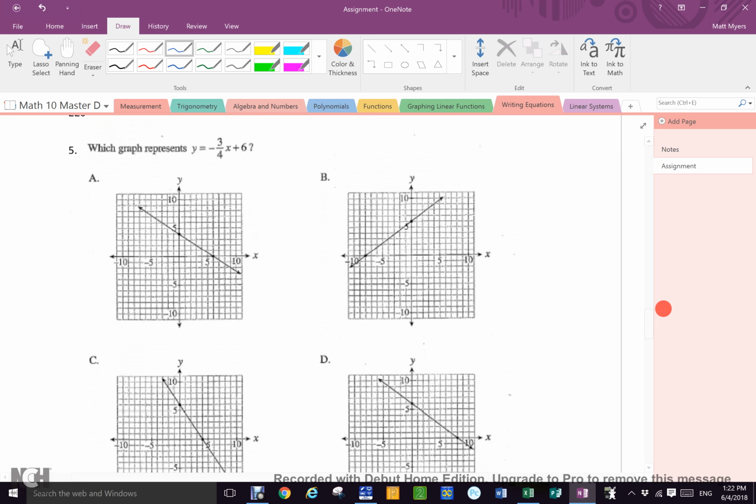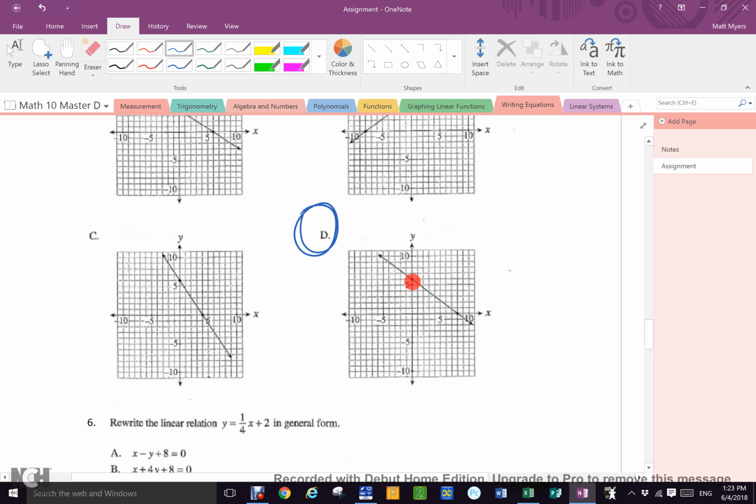Now we have some multiple choice action. Which graph represents that function? Well, what form is that in? Slope-intercept, which means it has to go through positive 6, yes? And it has to have a negative slope, yes? So you don't even need to count. It's D, because D is the only one with a negative slope through positive 6.